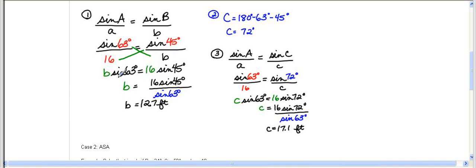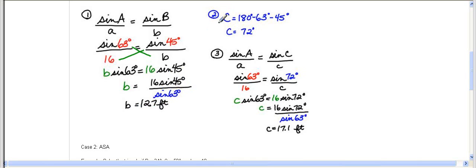So we know that B times sine of 63 is equal to 16 times sine of 45. So dividing both sides by sine of 63, we get B is 16 times sine of 45 over sine of 63. Then just use your calculator. That's all you need to do. Make sure that you close the parentheses around the angles and that you're also in degree mode, and you'll find that B is 12.7 and the units we're working in are feet.